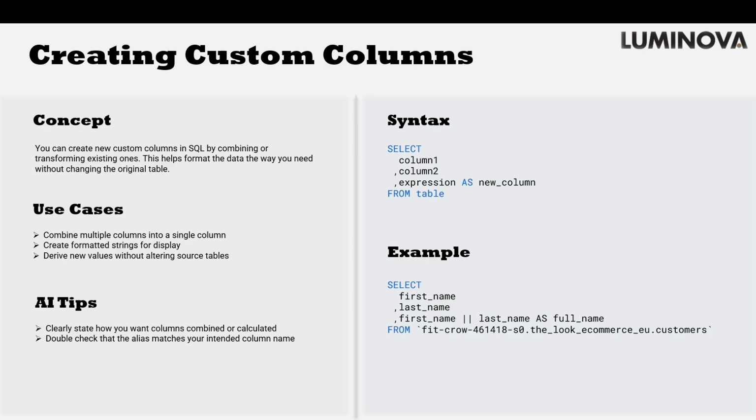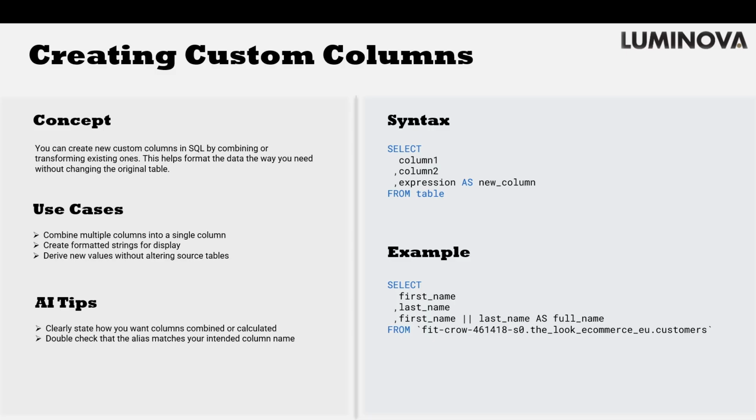A very common use case is combining multiple columns into a single column, for example, joining a first name and a last name into one full name field. Another use case is creating formatted strings for display, such as adding text or symbols around numeric values. You can also derive completely new values by performing calculations on existing columns, which is very useful when you want to add insight without altering the raw source tables.